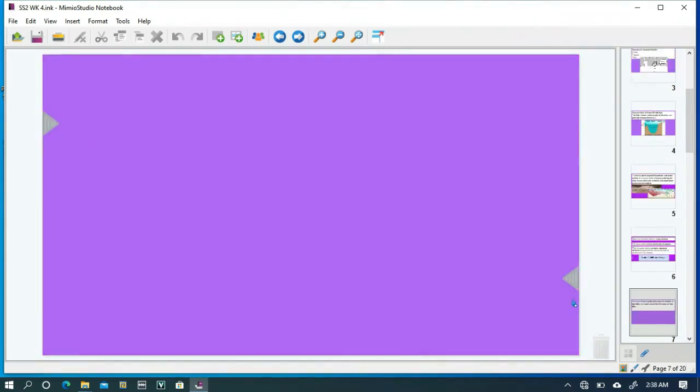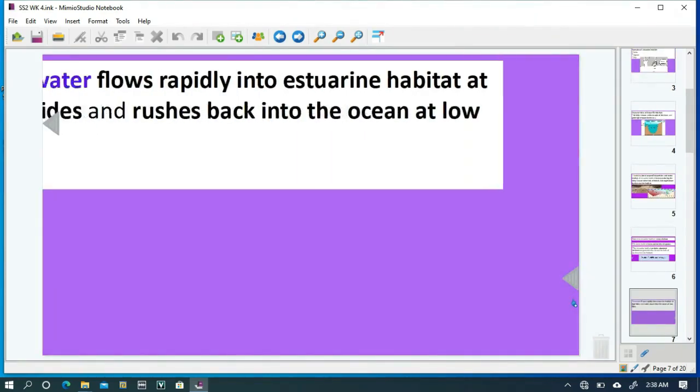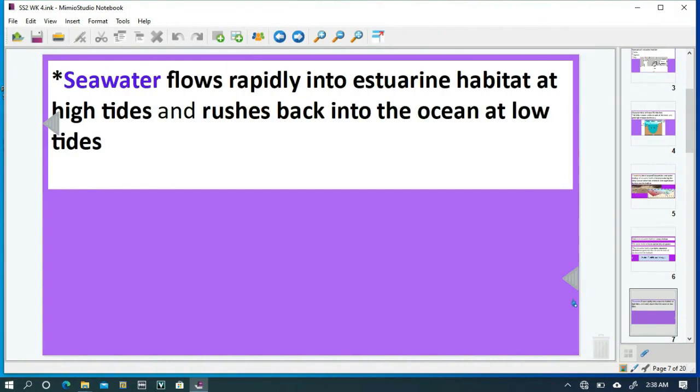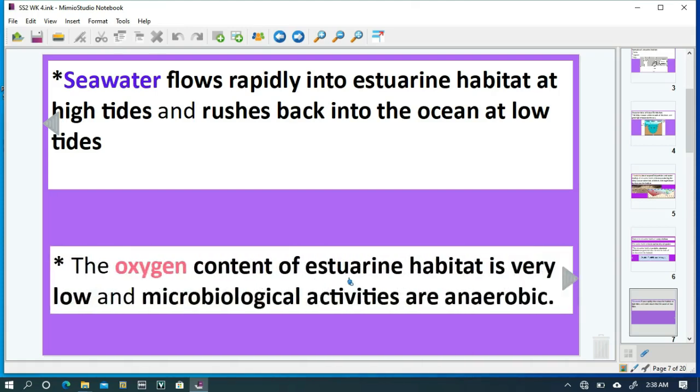Sixth characteristic of estuarine habitat. Water is affected by tides. Seawater flows rapidly into estuarine habitat at high tides and rushes back into the ocean at low tides.